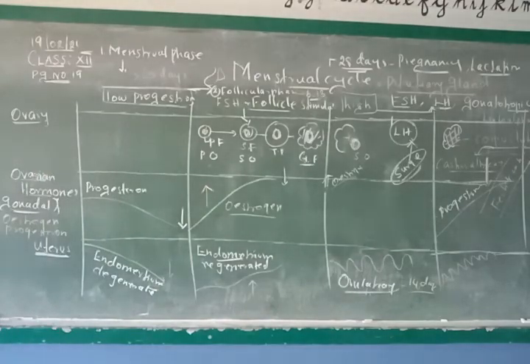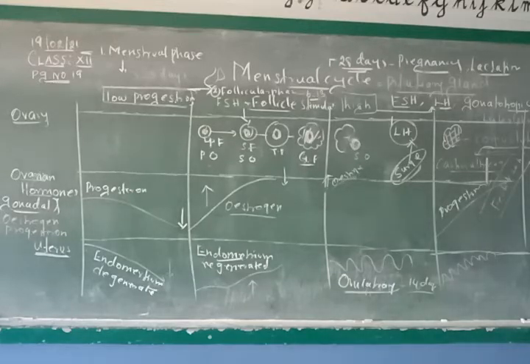Now take your book, page number 19. I will read it for you. Mark the keywords. Menstrual phase. Page number 19. The menstrual cycle is otherwise called the ovarian cycle. Why ovarian cycle? Because the changes are taking place in the ovary, right? And it occurs every 28 to 29 days during the reproductive life of the female, from menarche to menopause. You know what is menarche? The first menstrual cycle after puberty is called menarche. The end one is called menopause.